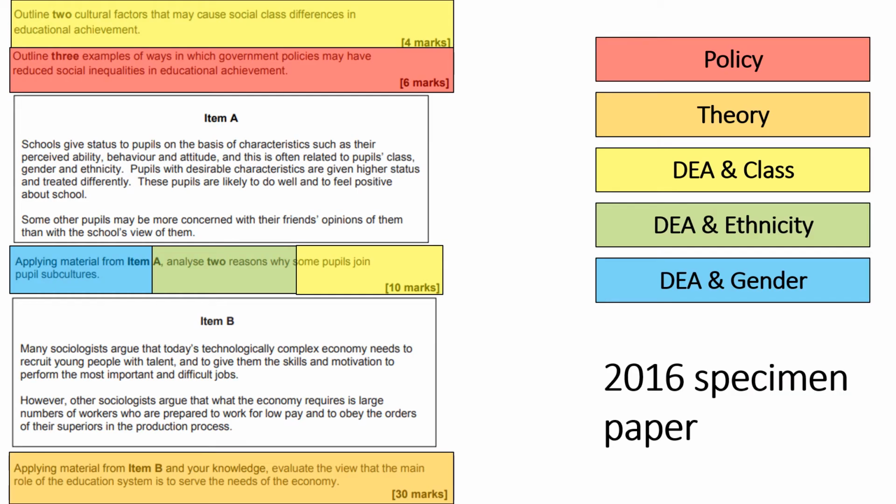Now the papers themselves. As we said, there's 5 topic areas: policy, theory, class and DA, ethnicity and DA, gender and DA. Looking at past papers, as you can see on the screen, we've got the 2016 paper. The questions you're facing in the exam are a 4, a 6, a 10 and a 30. And the questions can pull from any part of this course. So as you can see on this 2016 specimen, there's obviously a bit of class, there's some policy, there's the 10 marker, which is a DA question, so it does pull on a bit of gender, ethnicity and class. And then there's the theory 30 marker.